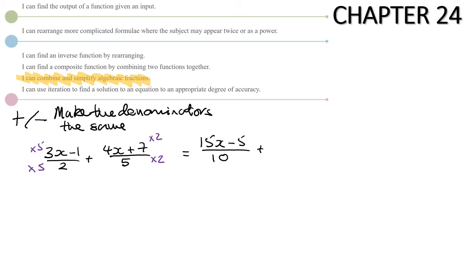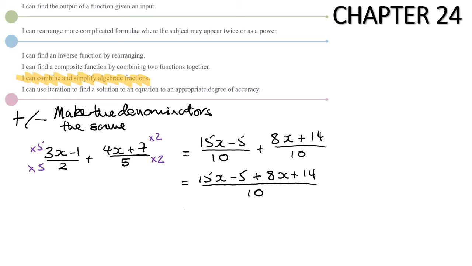plus (8x plus 14) over 10. Now we can add them together. So I'll have 15x minus 5 plus 8x plus 14 all over 10. So that will give me 23x plus 9, minus 5 plus 14, over 10. Yeah, and the same would apply for your subtracting. Let's do a quick subtraction one.